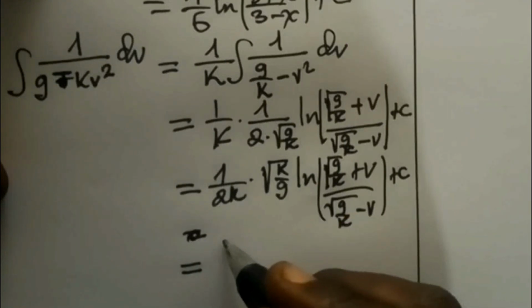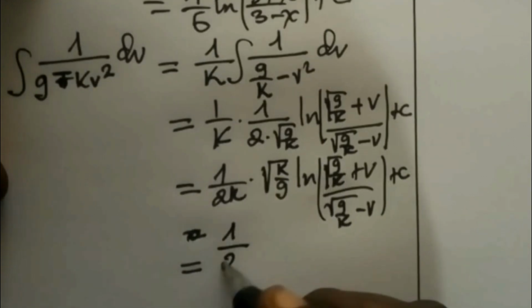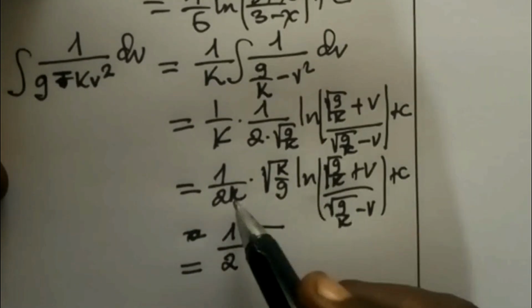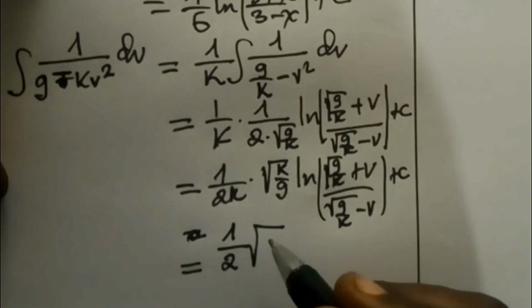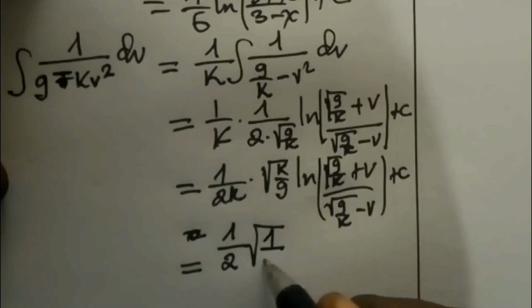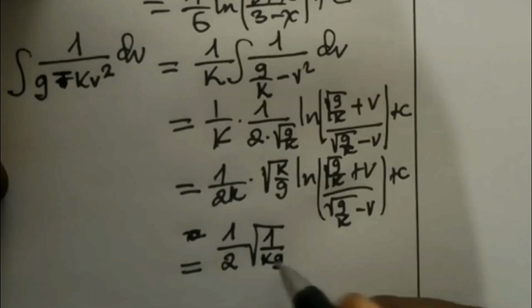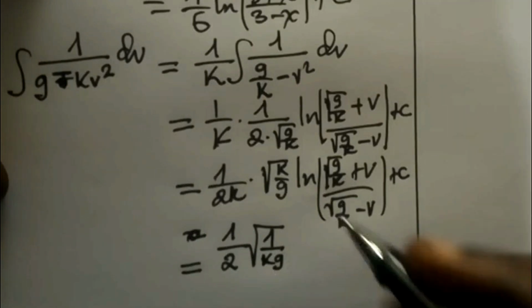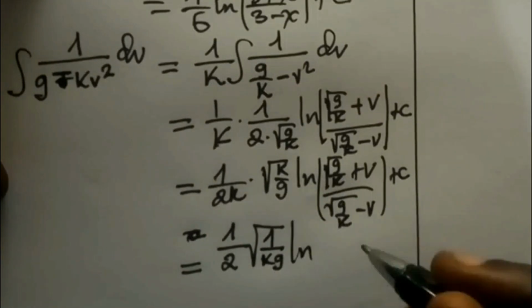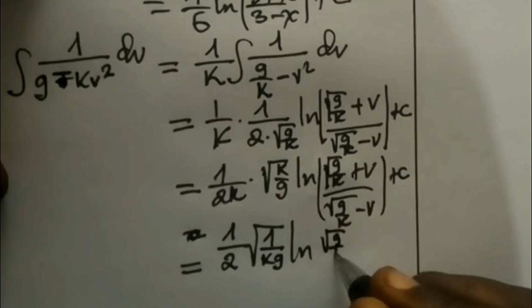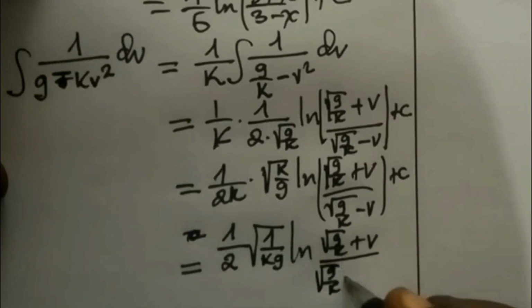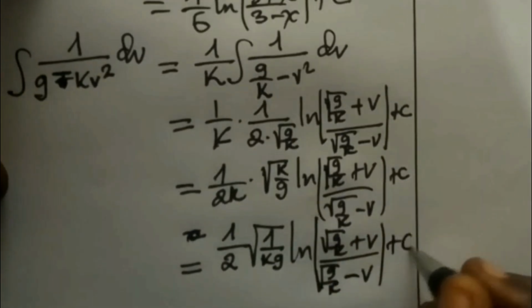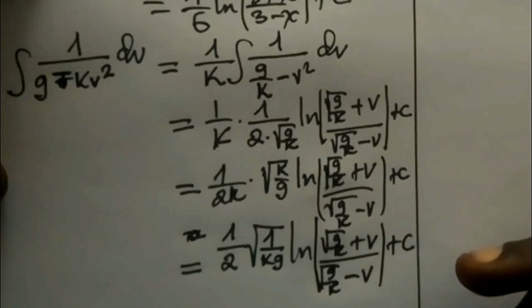I would simplify by putting 1 all over 2, the root of. I now take this k, and to put it inside the root sign, I square it. So overall, I will get 1 all over root kg, the square root of 1 over kg, ln of the root of g over k plus v all over the root of g over k minus v plus c. Where there are limits of integration, you then substitute them to obtain your result.